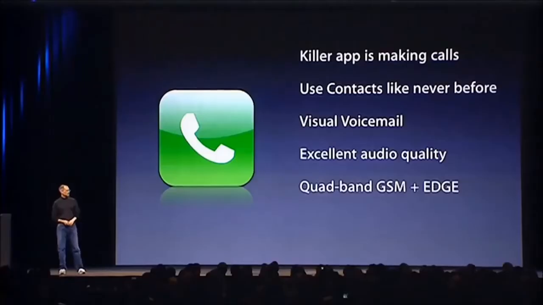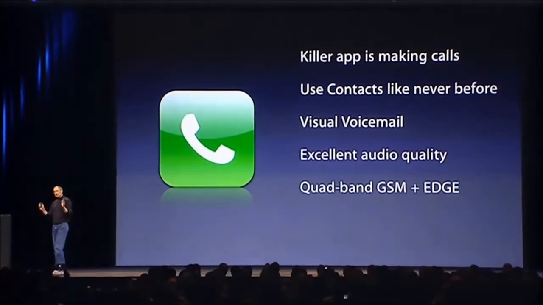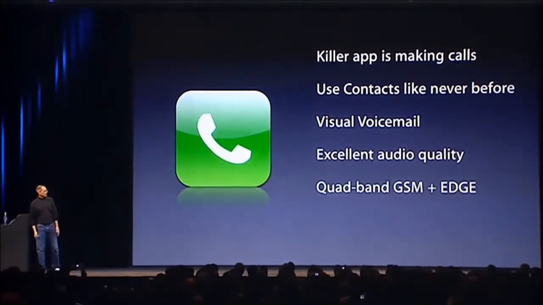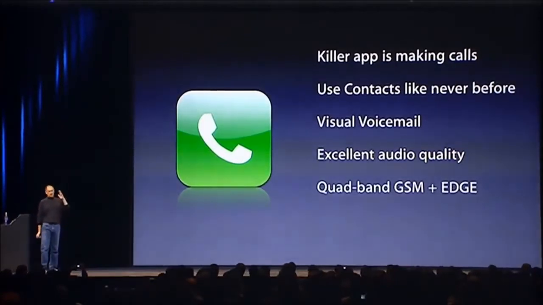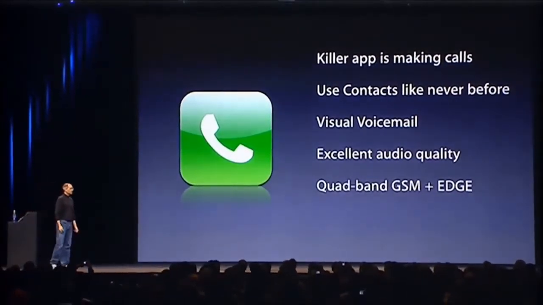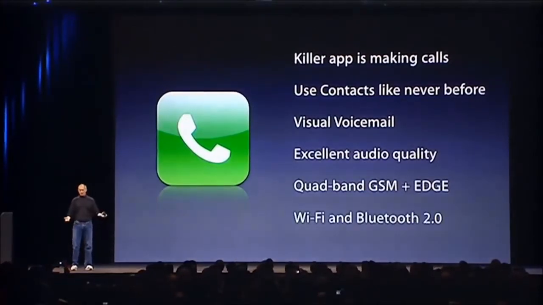Excellent audio quality. iPhone is a quad-band GSM plus Edge phone. We've decided to go with the most popular international standard, which is GSM. We're on that bandwagon, headed on that roadmap, and plan to make 3G phones and all sorts of other amazing things in the future. So quad-band GSM plus Edge, and of course we have Wi-Fi and Bluetooth 2.0 EDR built in as well.